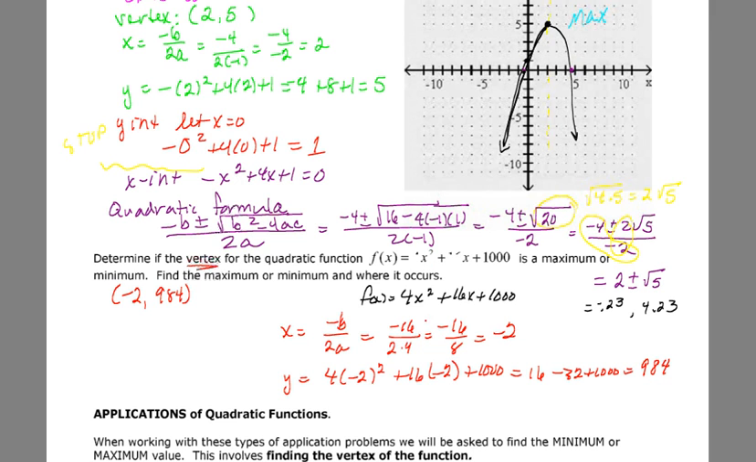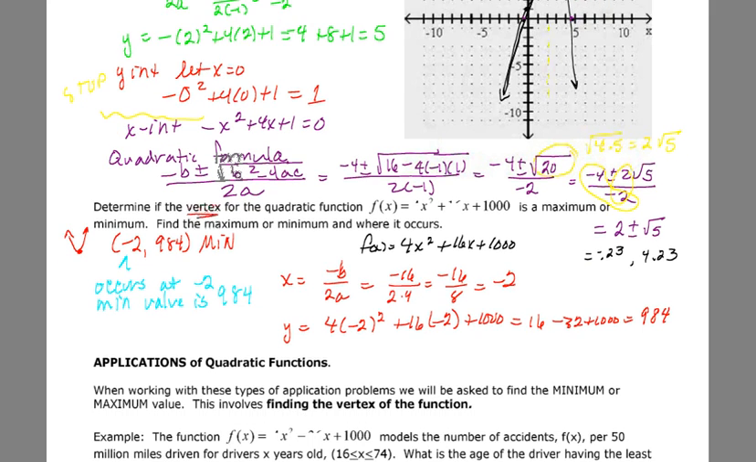Since this one is opening upward, that vertex is a min. When it opens up, that vertex is a minimum point. And let's find the max or minimum and where it occurs. Well, this is where it occurs, so it occurs at negative 2, and the minimum value is 984. Okay?